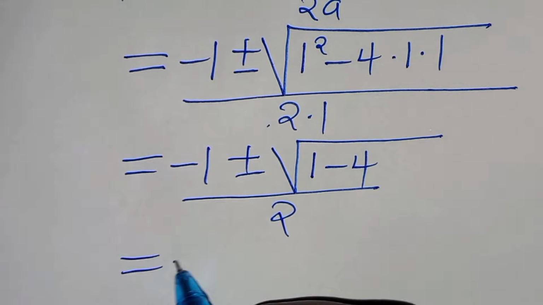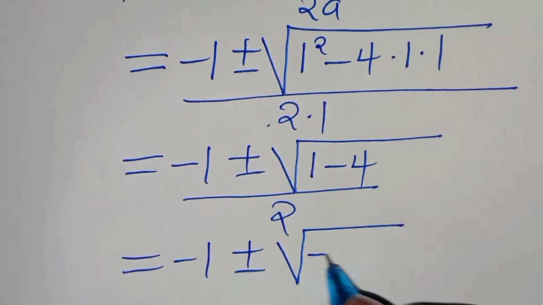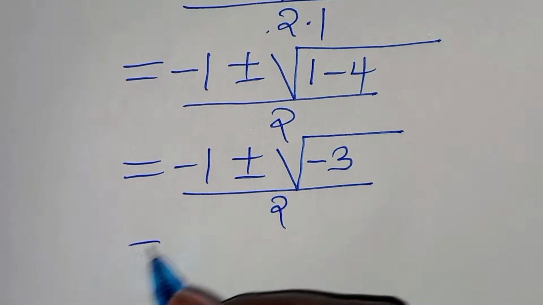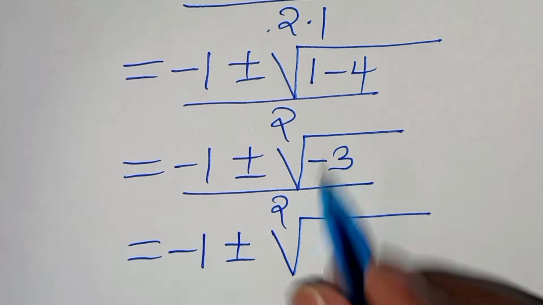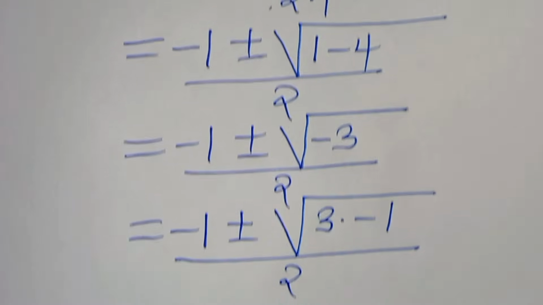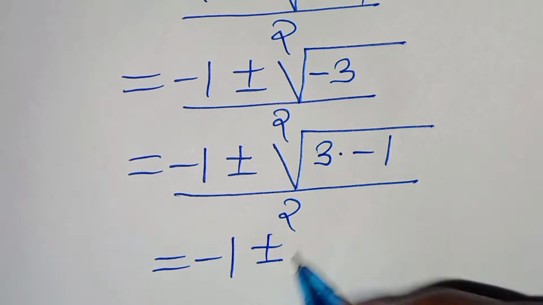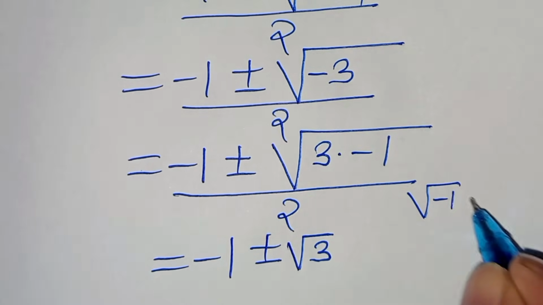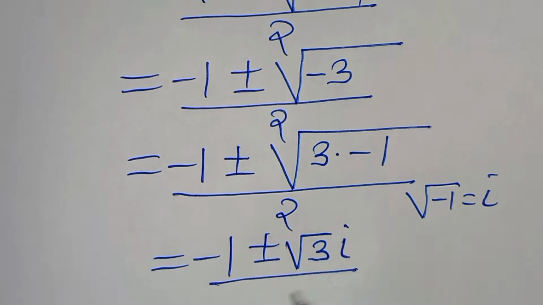So this is minus 1 plus or minus the square root of 1 minus 4, this is minus 3, then divided by 2. So here we have minus 1 plus or minus. We can express square root of minus 3 as square root of 3 times minus 1, divided by 2. So this is minus 1 plus or minus square root of 3, and we have a square root of minus 1. This is equal to i. So we have square root of 3 i divided by 2.